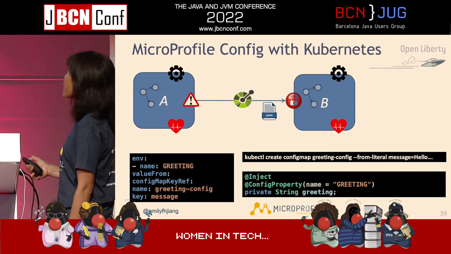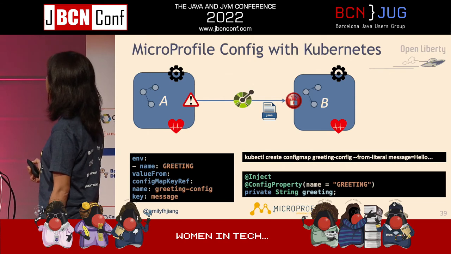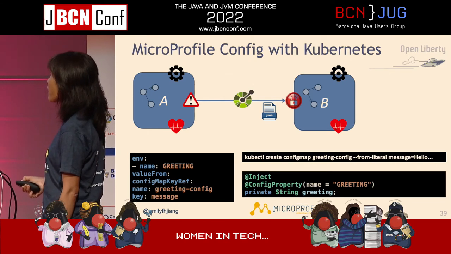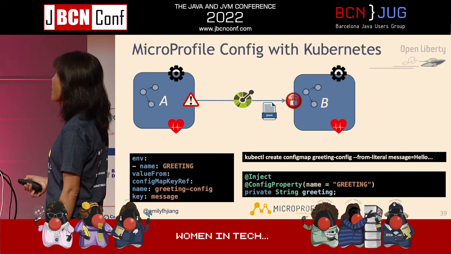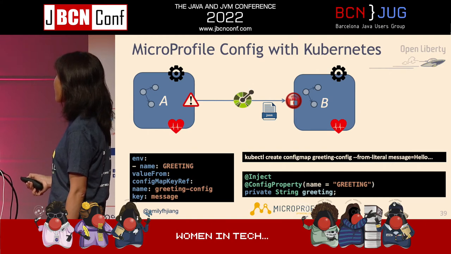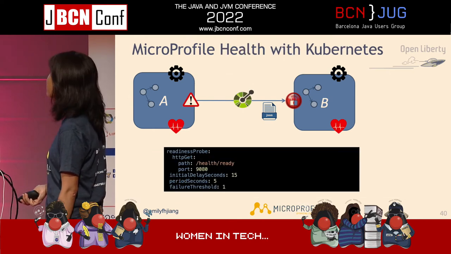In Kubernetes, you can create a config map, like this. Then in your deployment YAML file, you can map the config map to an environment variable, for example, here. Remember, in MicroProfile, all the environment variables are available to be injected via MicroProfile Config. So here you can inject a greeting, and immediately this variable will get the value hello.